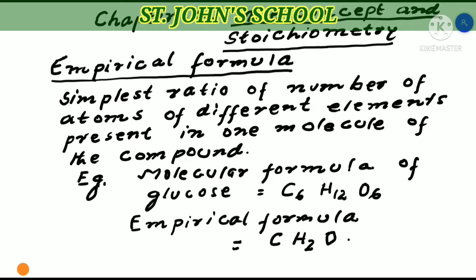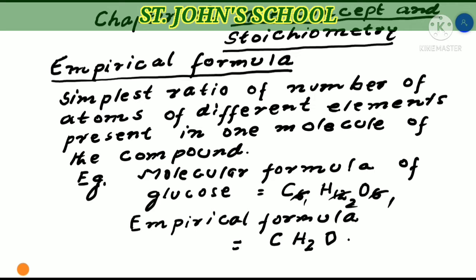For example, if the molecular formula of glucose is given as C6H12O6, then what will be the simplest ratio of the three different elements? You can cancel here: 6 by 6 is 1, 12 by 6 is 2, and again 6 by 6 is 1. So we are getting the simplest ratio 1:2:1. That is why the empirical formula will be CH2O. This is how you can write the empirical formula when the molecular formula is given.